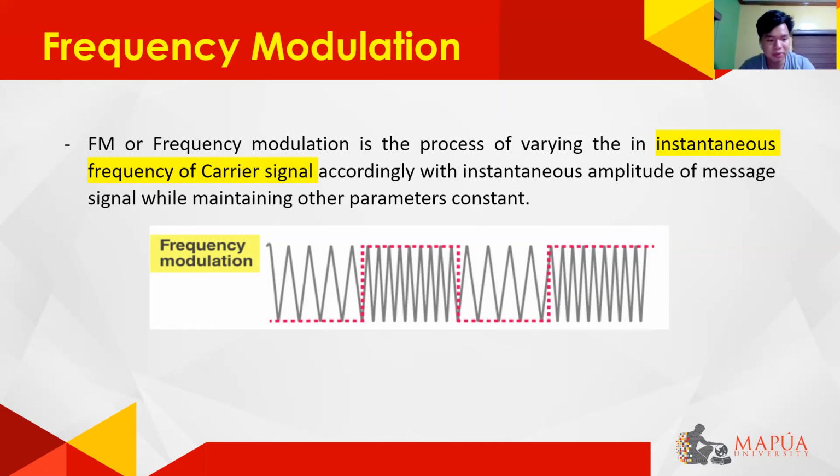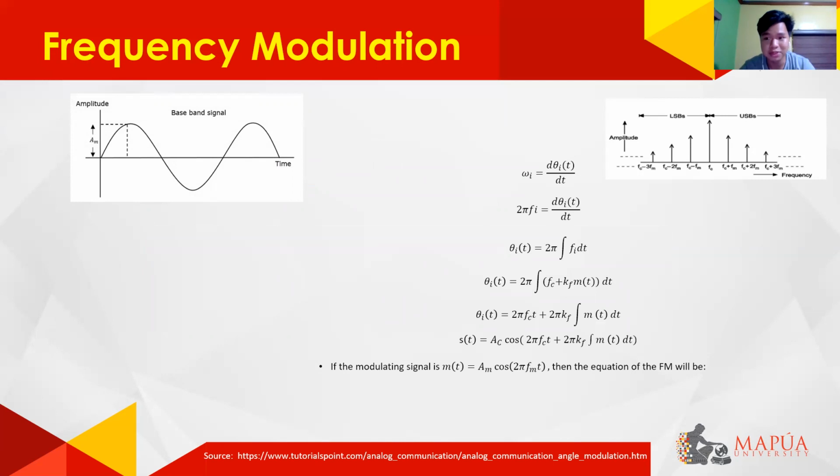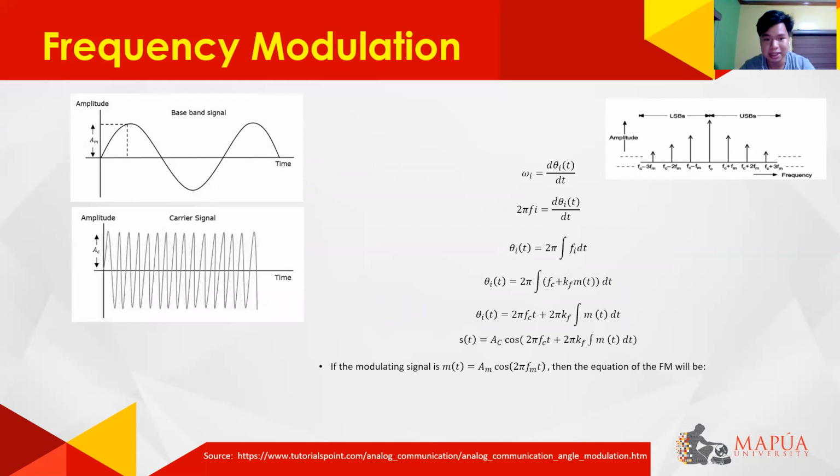Okay, so going back to frequency modulation, as I have said, the efficiency and bandwidth depend on the modulation index and maximum modulating frequency. So let us proceed to the mathematical equation. Here we have the amplitude. This is the message signal, and this is the carrier signal.